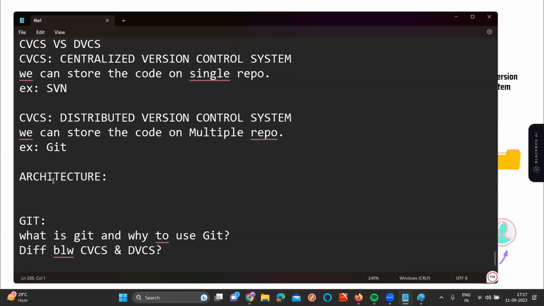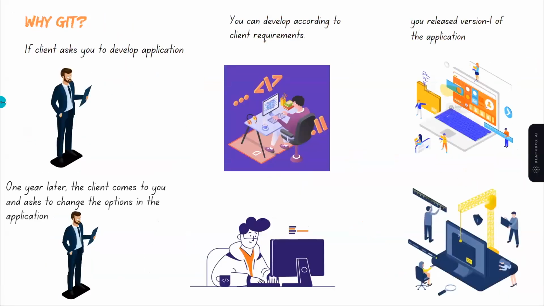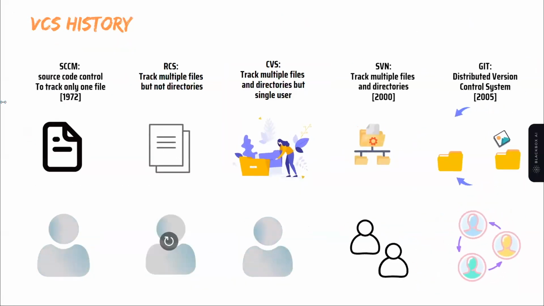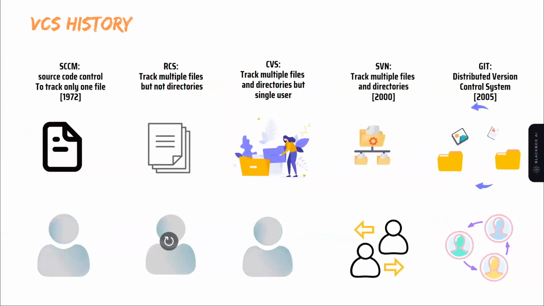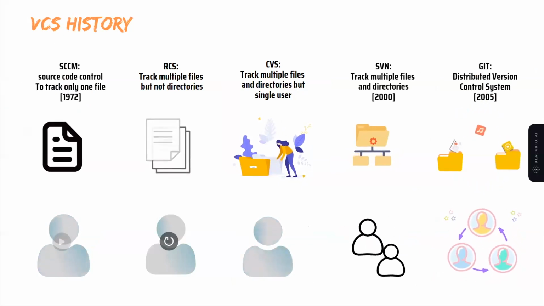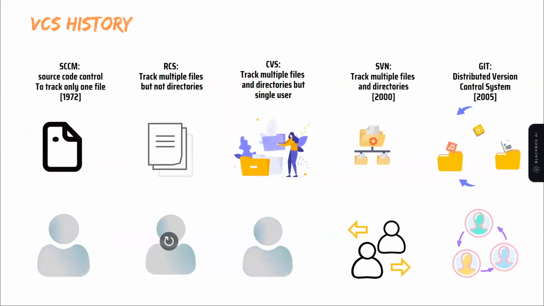But before explaining the architecture, is the concept clear for all of you? VCS history. Everyone, and online YouTube, is the concept of version control system history clear for all of you? Can you please ping me in the comments?